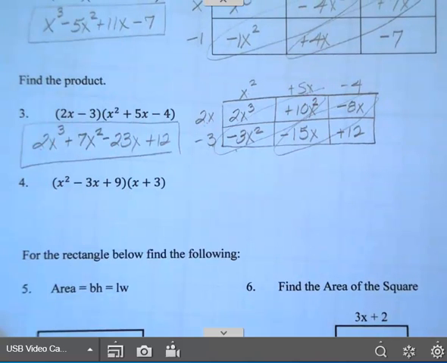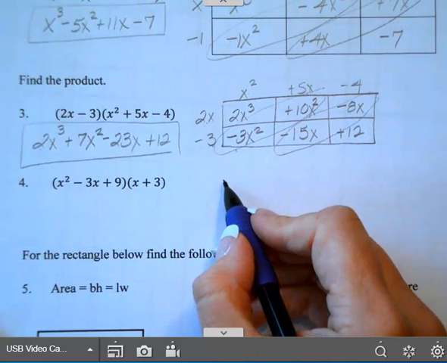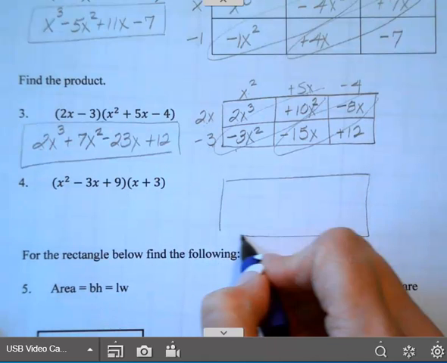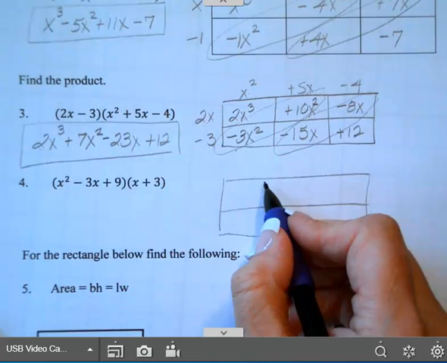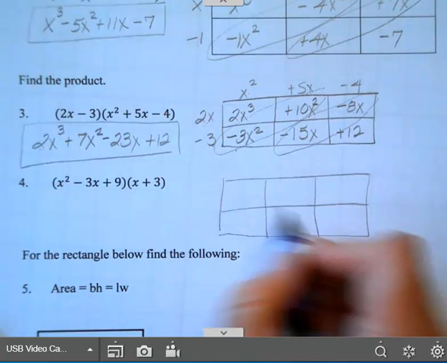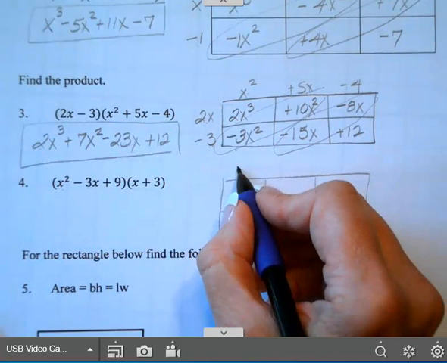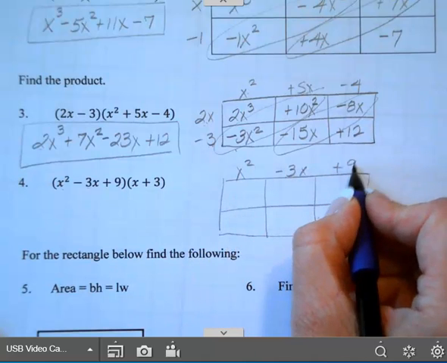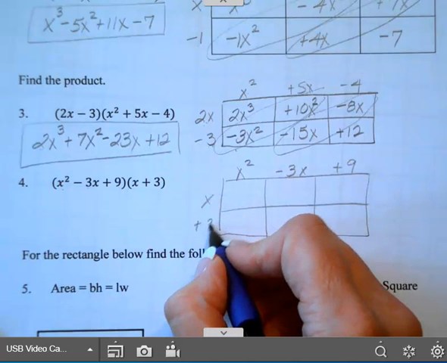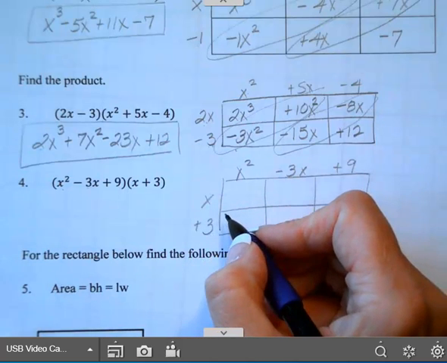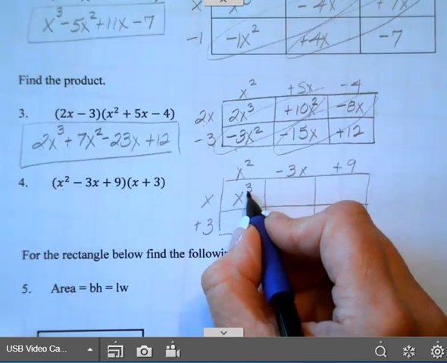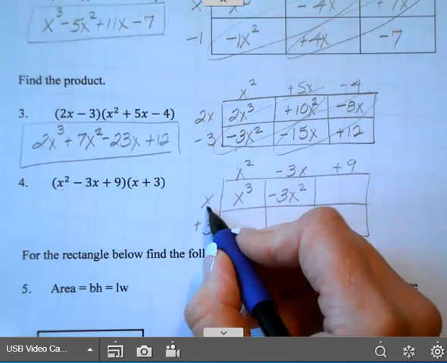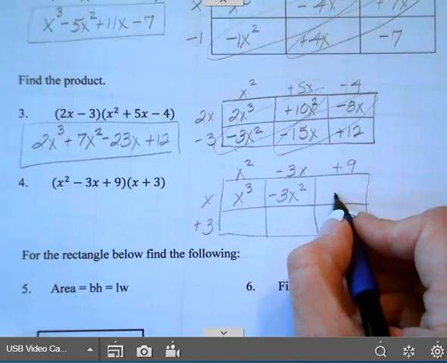Number 4, I want to make my box again. I'm going to put my one with 3 terms across the top, and the 2 terms on the side. Multiplying this out, I'll get x to the third. X times minus 3x gives me negative 3x squared. X times 9 gives me plus 9x.